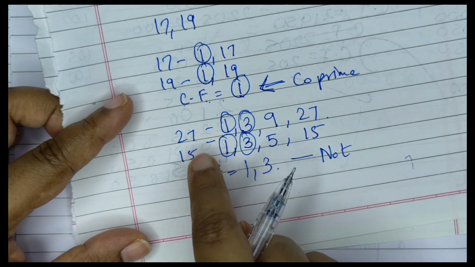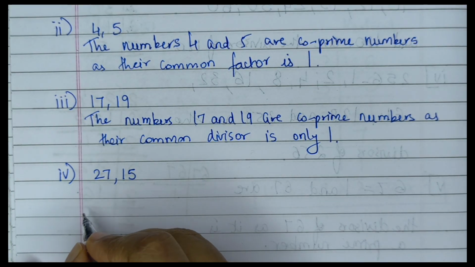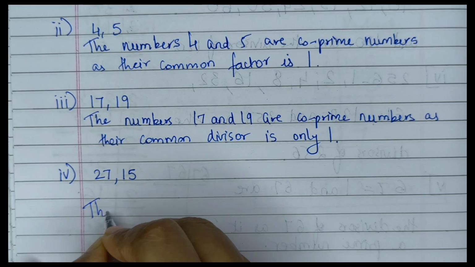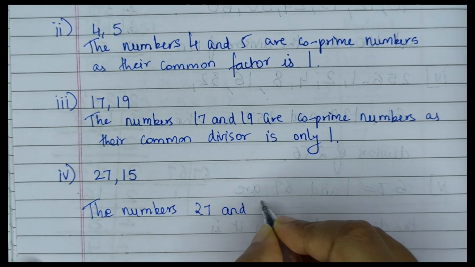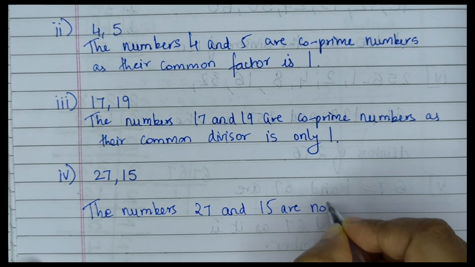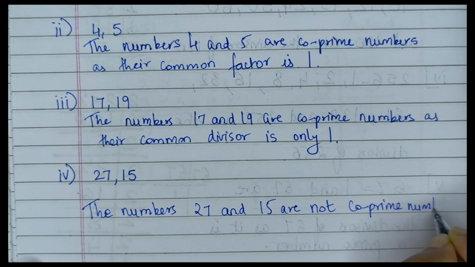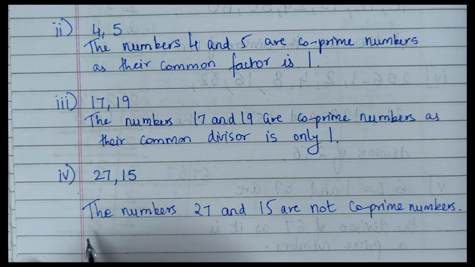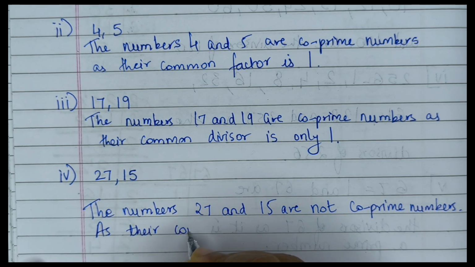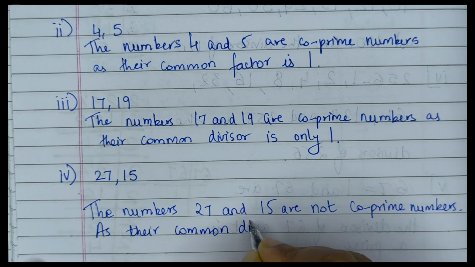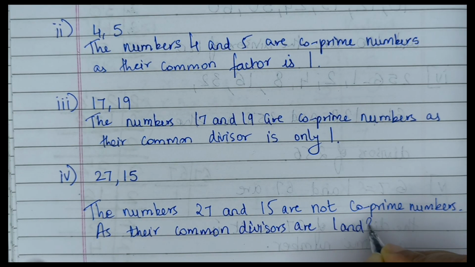That means, for these numbers 27 and 15, we will say the numbers 27 and 15 are not co-prime numbers, as their common divisors are 1 and 3 also.